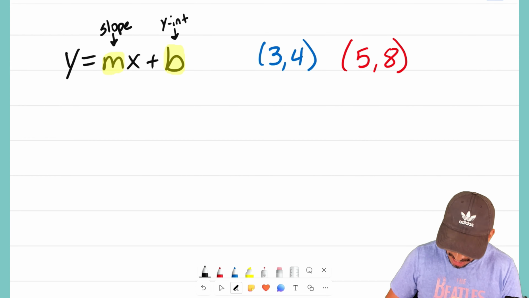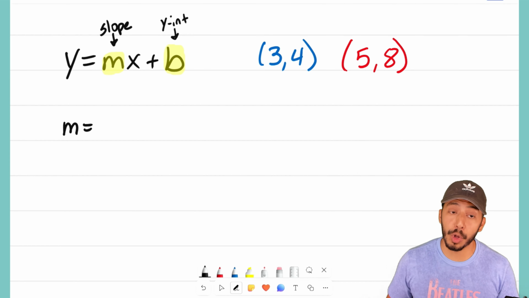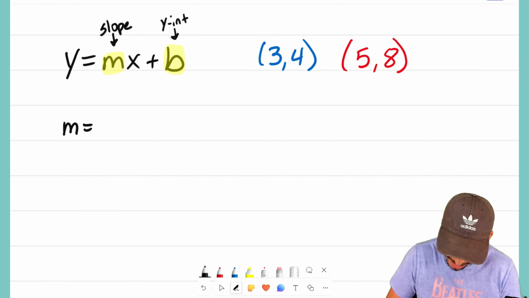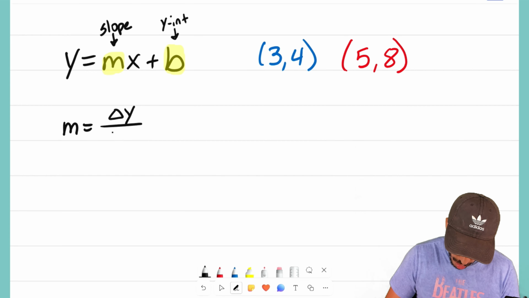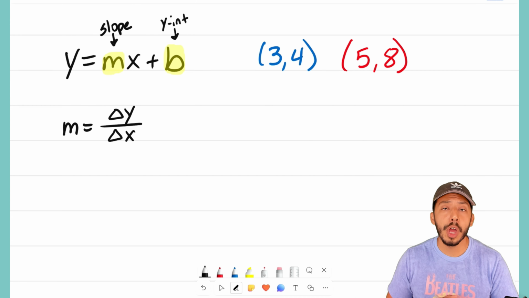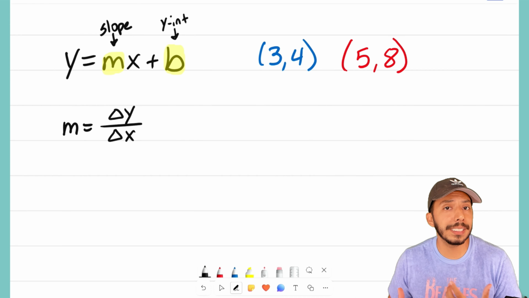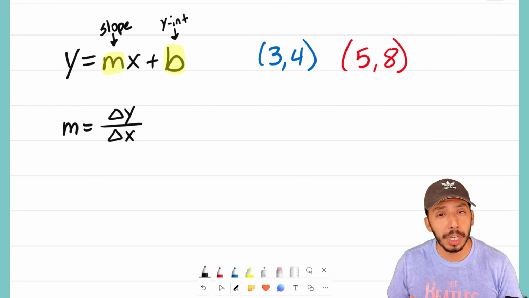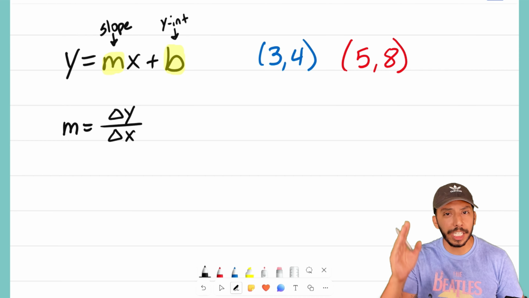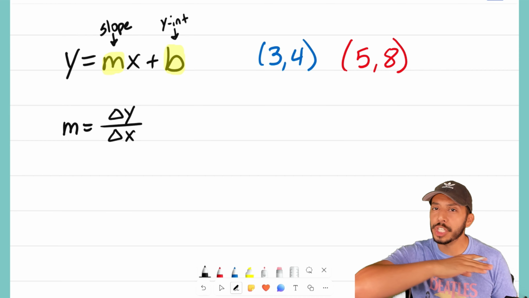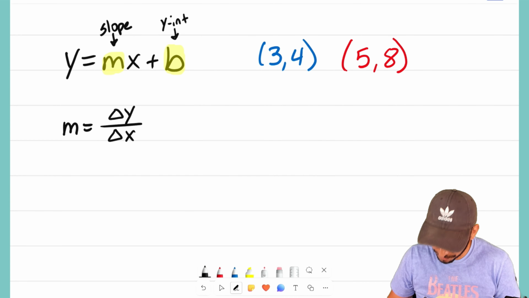We need to remember that m represents slope, and slope is just a fraction when we're graphing. That fraction is delta y over delta x. Remember, delta is just a Greek symbol that means change. So that's saying, what's the change in your y and what's the change in your x? Well, I can definitely do that.